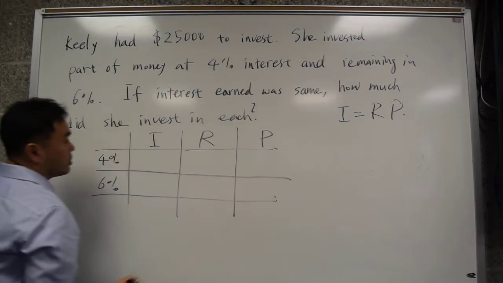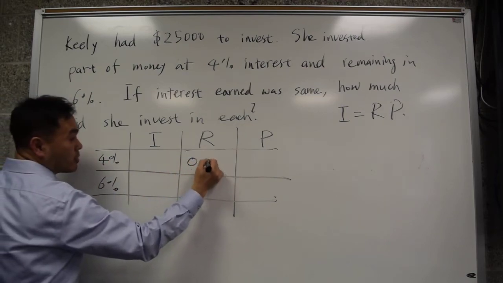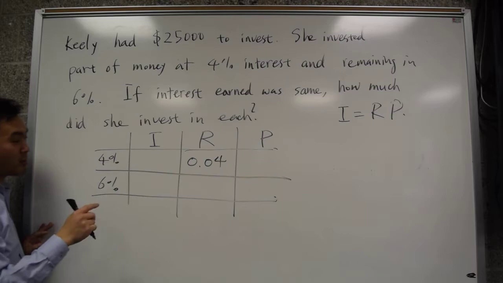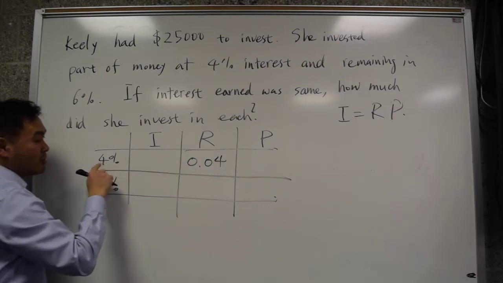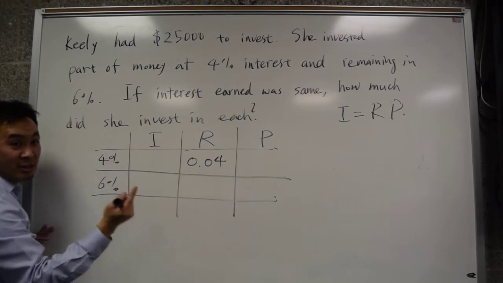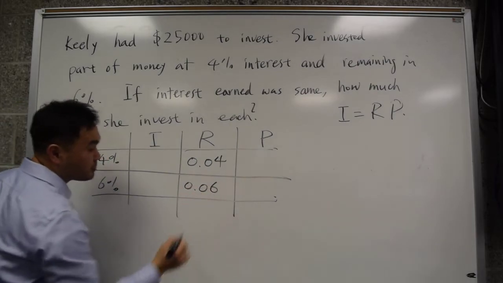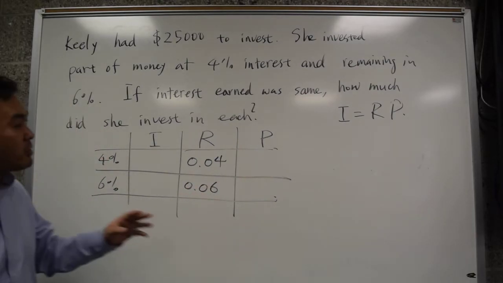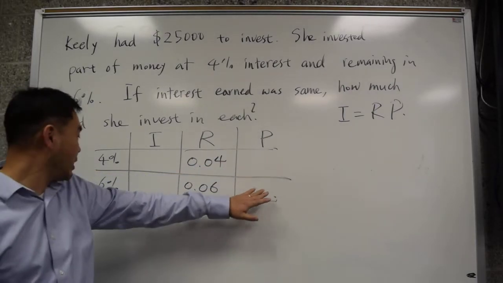Now, the rates are known. This is 0.04. And I said that often with percentages, it's good to write them as the number divided by 100. By converting it, it's easier to use, okay? So 6% is 0.06. And the principal, I don't know how much she put on the 4% one and on the 6% one.